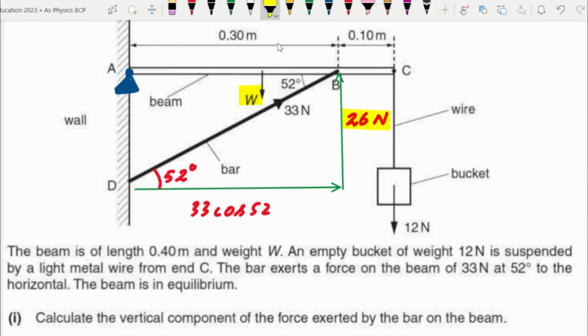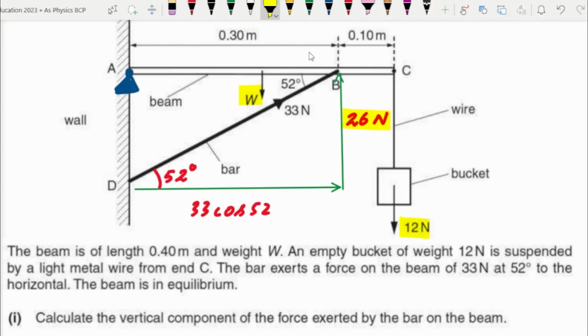Then what is the next force that is going to produce the moment of force? That is the weight of the bucket, and that force is 12 Newton. So 3 forces are there. W, force of 26 Newton, which is a component of the force 33 Newton. And the last one is the force of 12 Newton, which is the weight of the empty bucket.